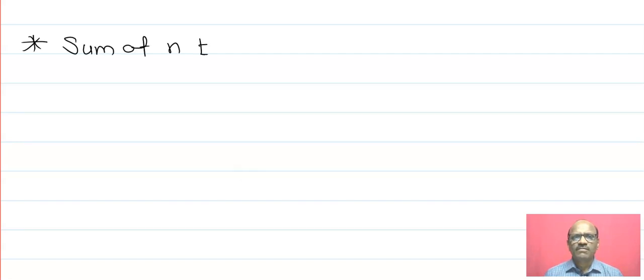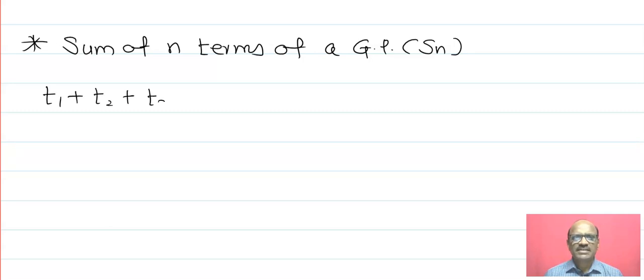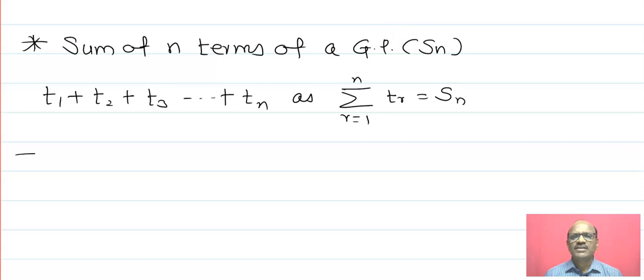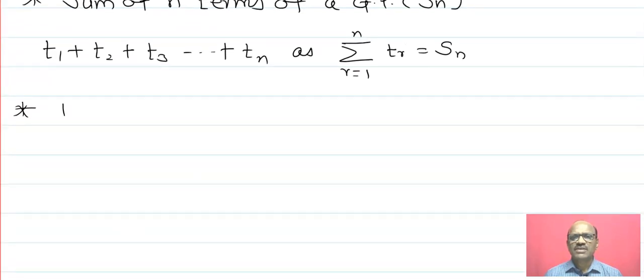The sum of the n terms of a geometric progression is denoted by S suffix n. Let T1 plus T2 plus T3 up to Tn, where the sigma sign is for summation, r going from 1 to n, T suffix r equals S suffix n. That means the sum of all the terms.